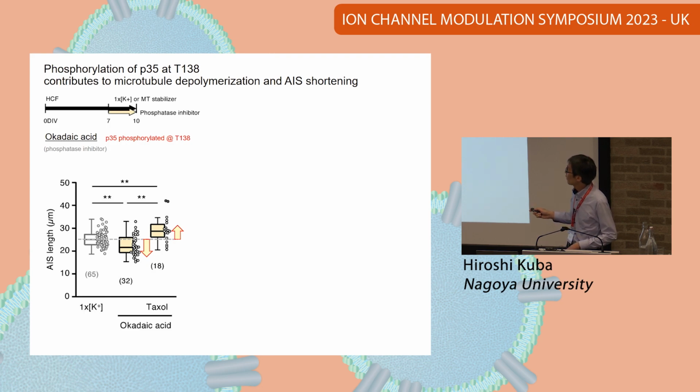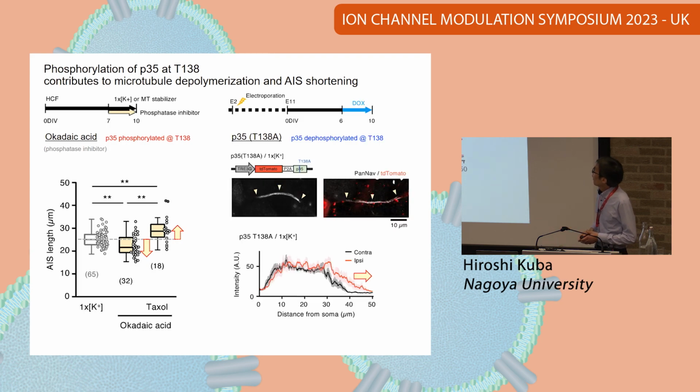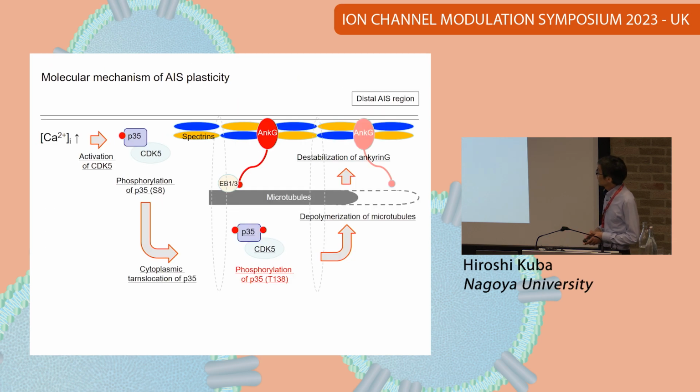phosphorylation by this okadaic acid shortened the AIS, and it was occluded by Taxol. And so overexpression of p35 T138A, which is a phosphorylation-deficient mutant, rather elongated the AIS. So these clearly revealed the importance of p35 phosphorylation in the AIS shortening.